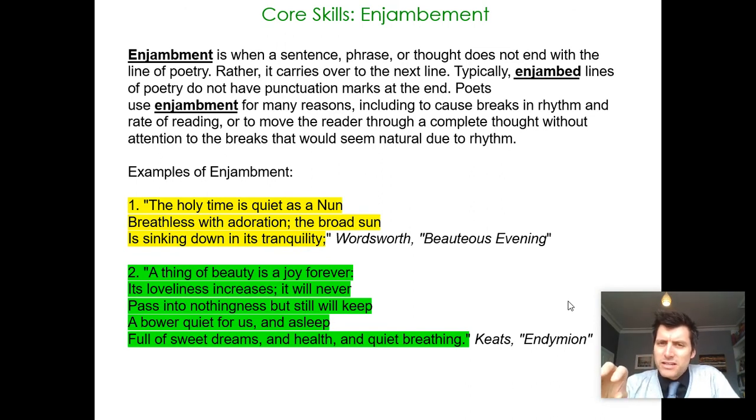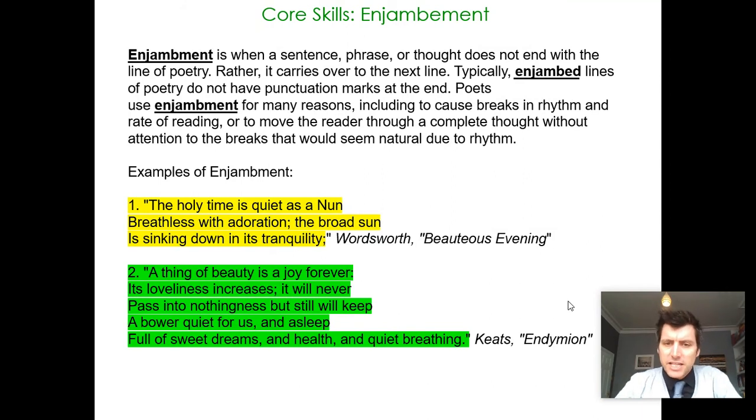The poet might use it to cause a break in a rhythm or the rate of reading, or to move a reader through a complete thought without noticing the line ended. So sometimes the poem is about the message rather than the experience of reading it. And if that's the case, they don't want the reader to suddenly go, oh, a rhyme, or oh, a new line. So enjambment is almost just keeping going. It's keeping going and not having a stop in it.